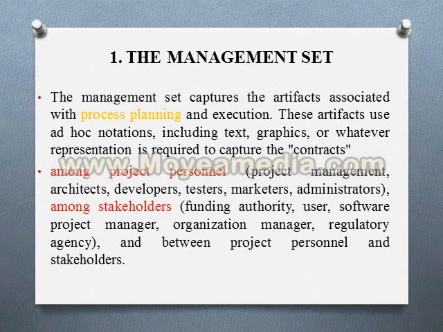And again we have stakeholders. Stakeholders are the business persons. These include the funding authority, user, software project manager. Whatever software work you are doing, a manager is there for it. In that way we use a stakeholder who is managing a particular process, and an organization manager is used, between project personnel and stakeholders. So these define the difference between project personnel and stakeholders. These two are the main part of a management set.